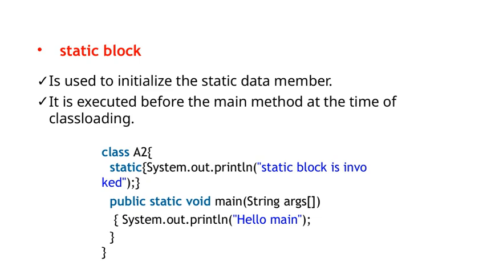In the example with class A2, notice how the static block contains a print statement. When we run this program, you'll see that message printed first, even before hello main. This illustrates how the static block executes first, setting the stage for the rest of the program.